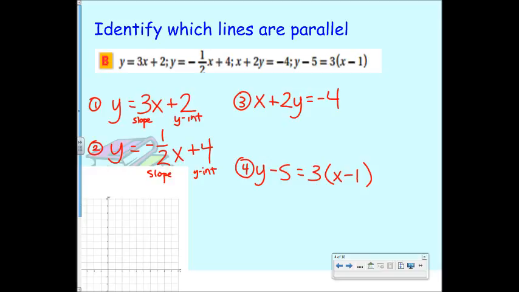What's wrong with 3 and 4? Nothing's wrong with them, but they're not y by themselves, right? So if they're not y by themselves, can I compare them yet? No, I've got to get y by itself. So let's do that with number 3 first.